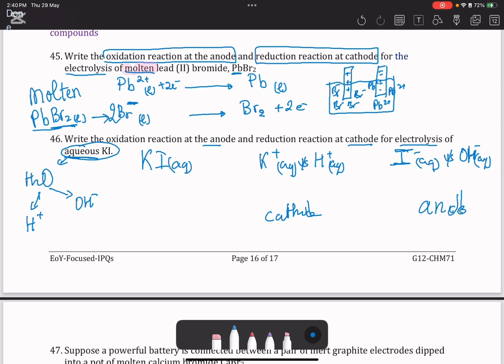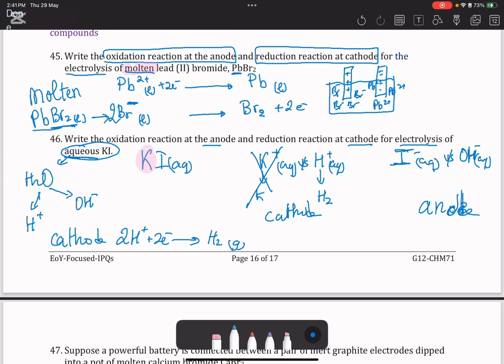Now, how do we think about which product will be discharged at the cathode? The rule says, if the metal in the ionic compound belongs to group 1 or 2 or even 13, this metal will not be discharged. So do not expect K plus to give K. The hydrogen gas will be discharged, and the H plus of the water is going to give you the hydrogen gas. So at the cathode, I have 2H plus plus 2 electrons giving hydrogen gas. That's how we do it.